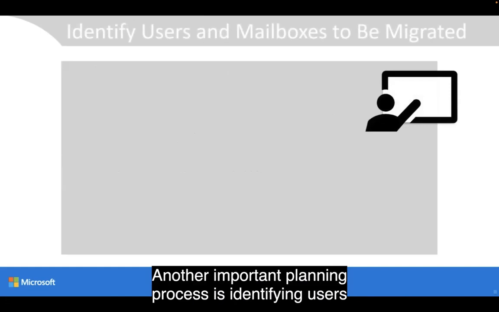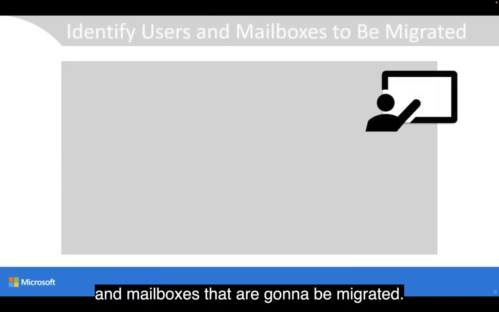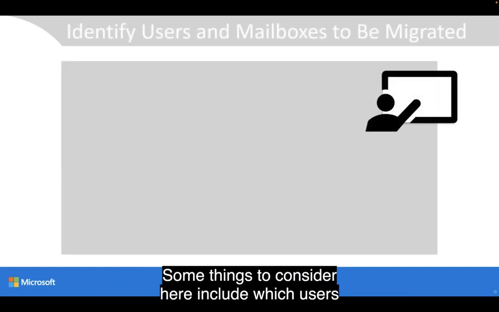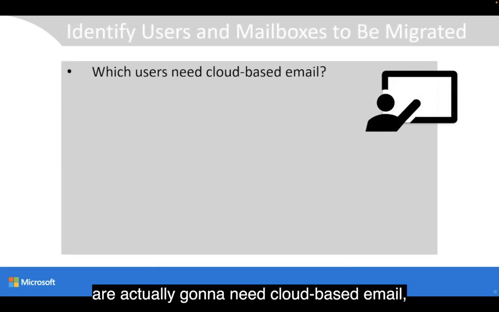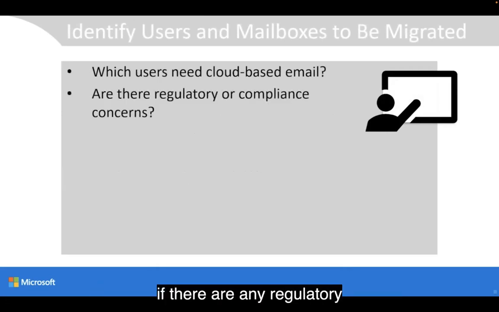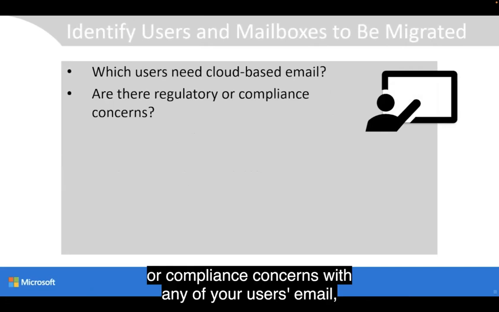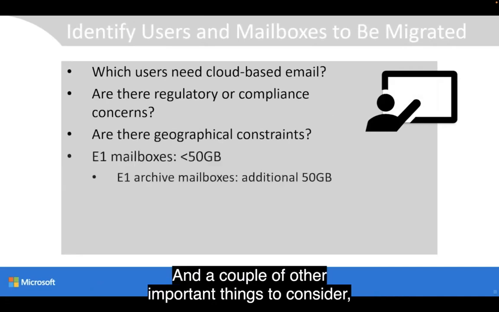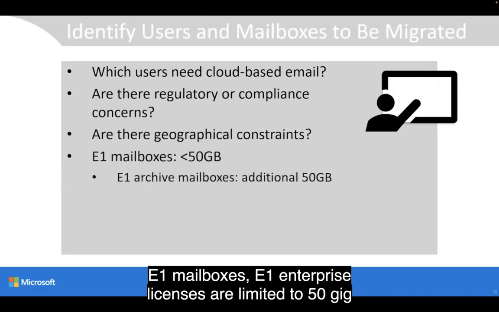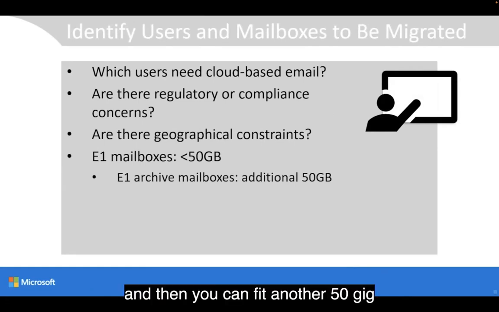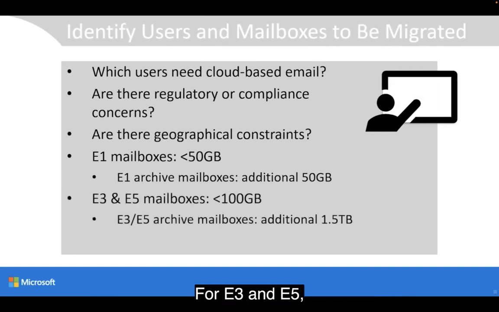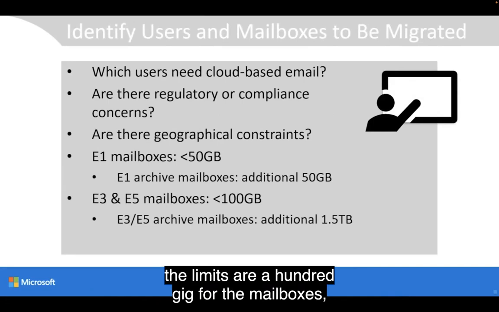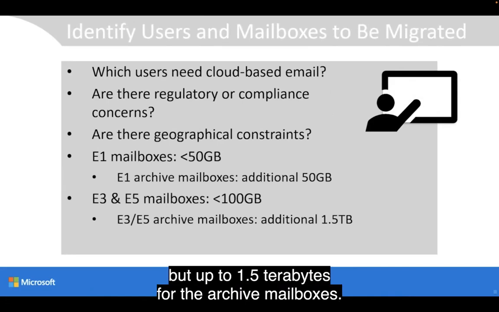Another important planning process is identifying users and mailboxes that are going to be migrated. Some things to consider here include which users are actually going to need cloud-based email, if there are any regulatory or compliance concerns with any of your users' email, if there are any geographical constraints, and a couple of other important things to consider. E1 mailboxes, E1 enterprise licenses, are limited to 50 gig, and then you can fit another 50 gig in the archive mailbox for each user. For E3 and E5, the limits are 100 gig for the mailboxes, but up to 1.5 terabytes for the archive mailboxes.